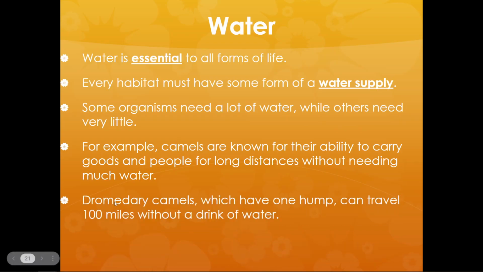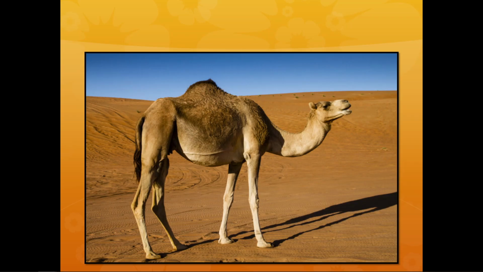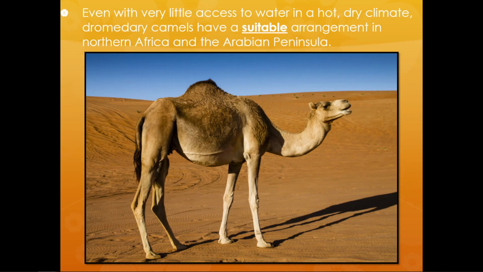All right, this breed of camels has one hump and can travel 100 miles without a drink of water. A picture of those camels is here. So, even with very little access to water in a hot, dry climate, these camels have a suitable arrangement in northern Africa and the Arabian Peninsula.